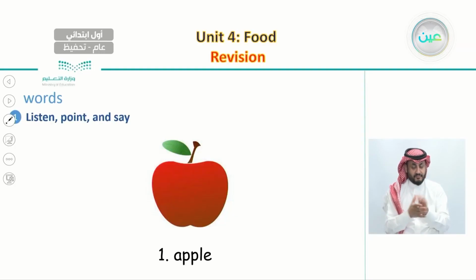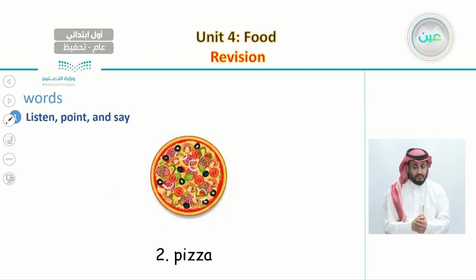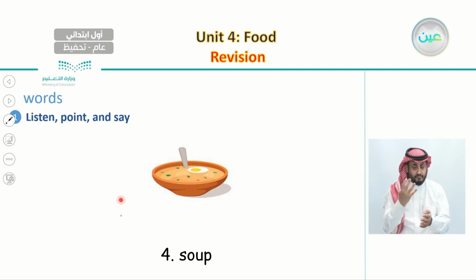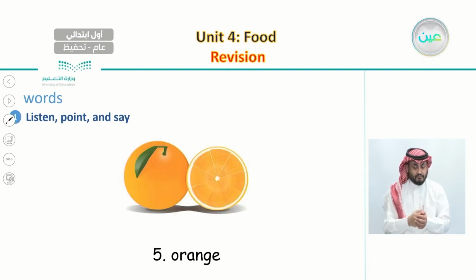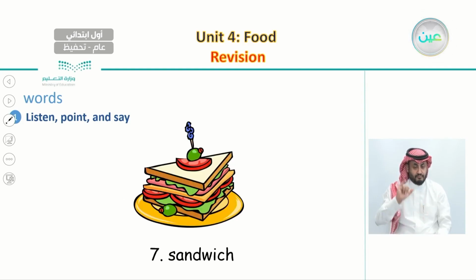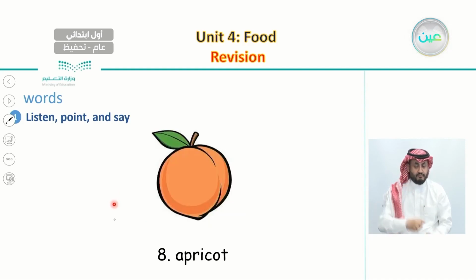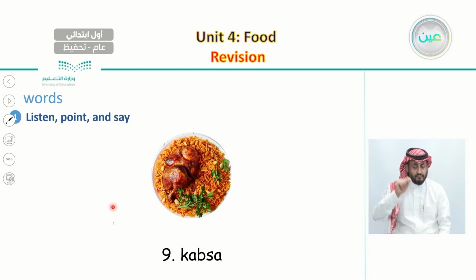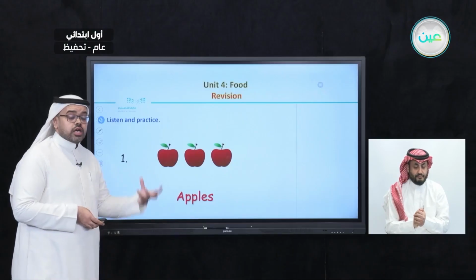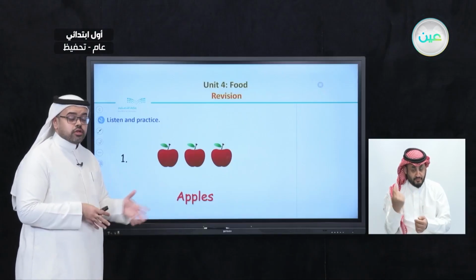So the first word we have is apple, pizza, salad, soup, orange, rice, sandwich, apricot, capsa. So now these were the singular words.